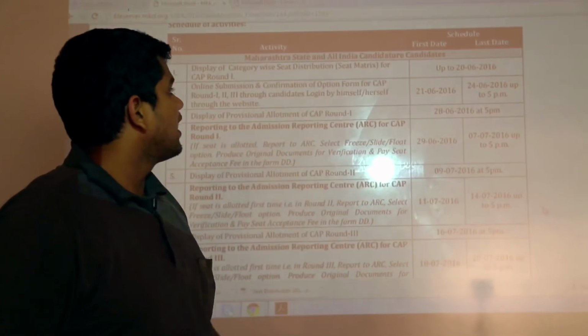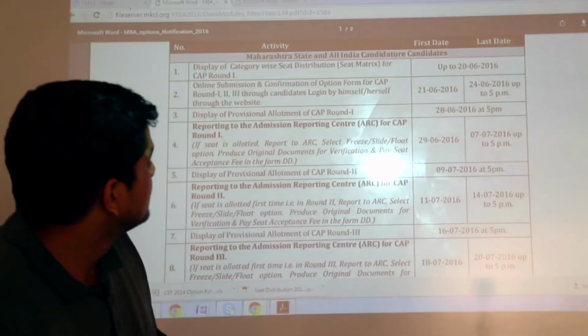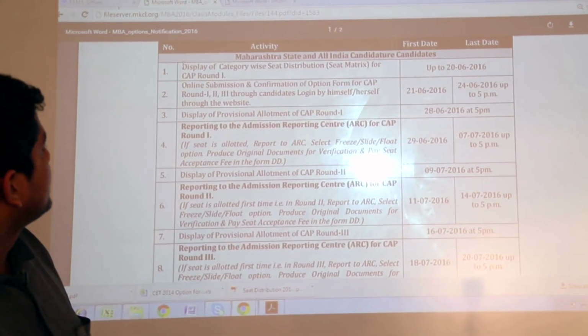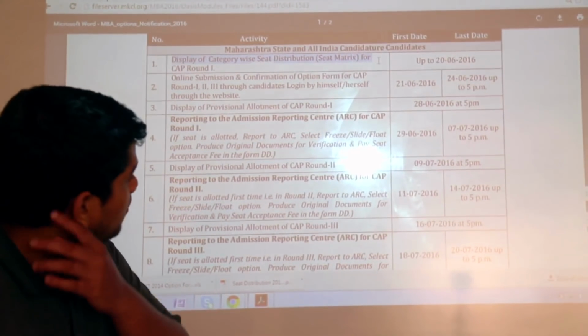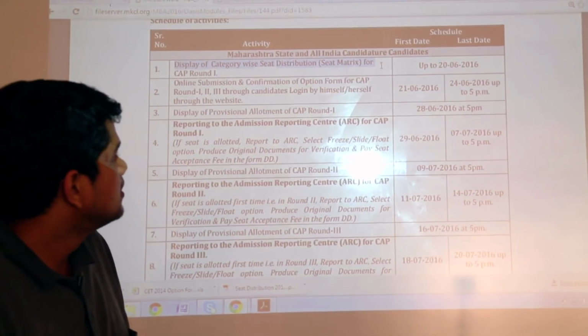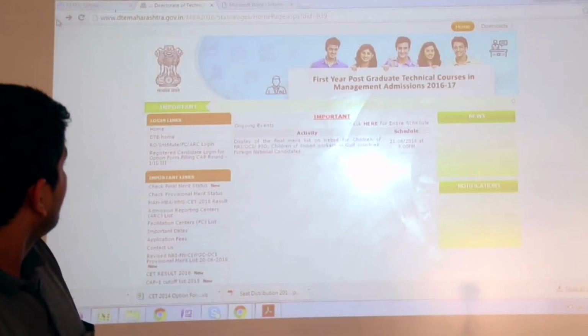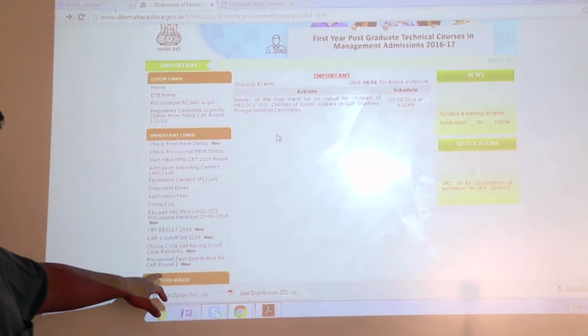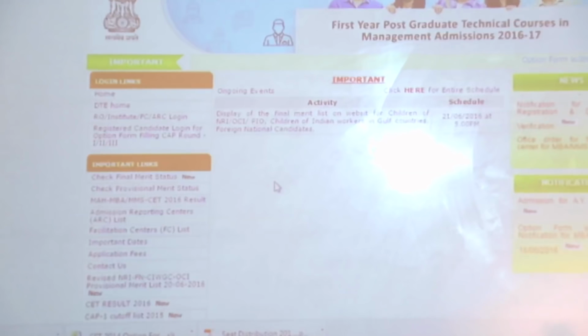First, let's have a look at what this list of activities means. The first one here: display of category-wise seat distribution. The seat matrix was put up on the 20th of June on the DTE website. So when you go to the DTE website, this particular point here, they have put up a seat distribution matrix. The provisional seat distribution for CAP round 1, this point.